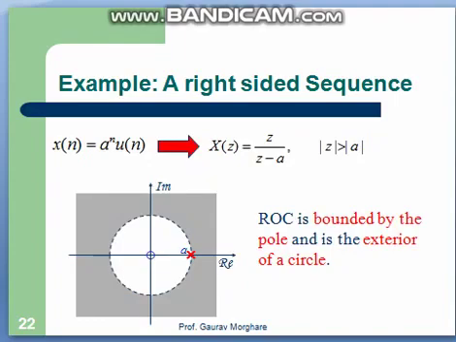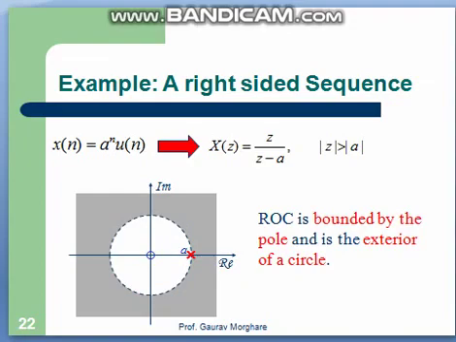Let's start with an example. Here we all know that the x[n] signal is a to the power n u[n]. For that we have calculated the Z transform as z upon z minus a. We have calculated this in our previous video. So ROC is defined as mod of z is greater than a.